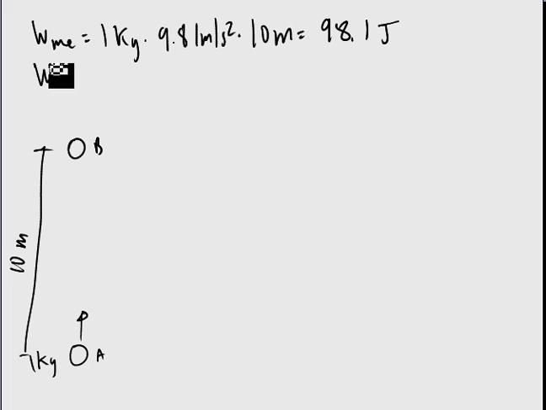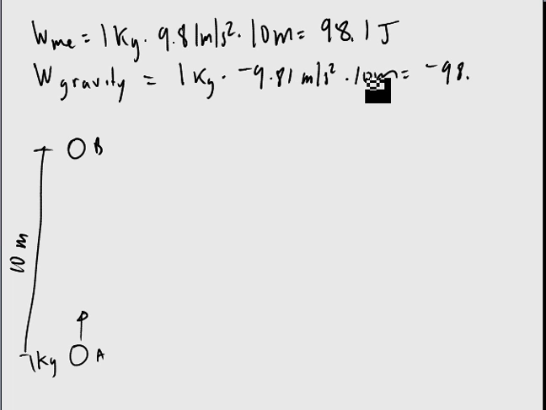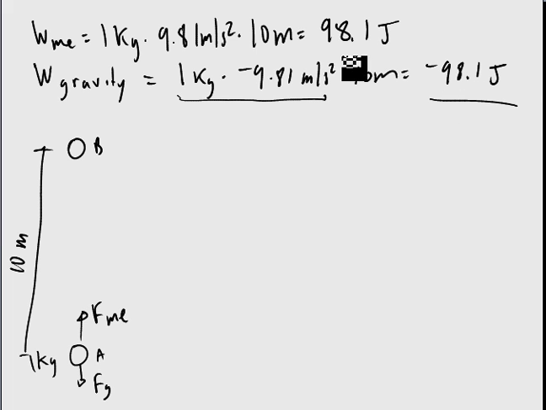And that's how much work I have to do to get the ball from point A to point B. But in doing that, gravity does negative work, right? It's just going to do the negative of whatever I just did. And that's because the force of gravity is going down, right, with a magnitude of 1 kilogram times 9.81 meters per second squared. But because the ball is going up and the force of gravity is going down, the work is actually going to be negative, okay? So then we end up with negative 98.1 joules.